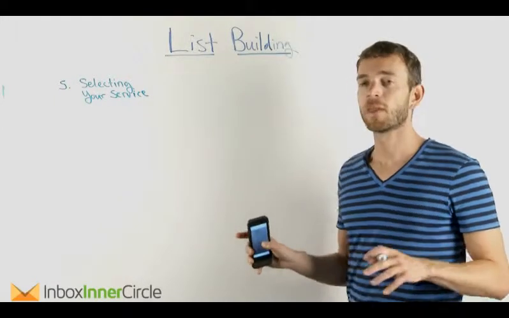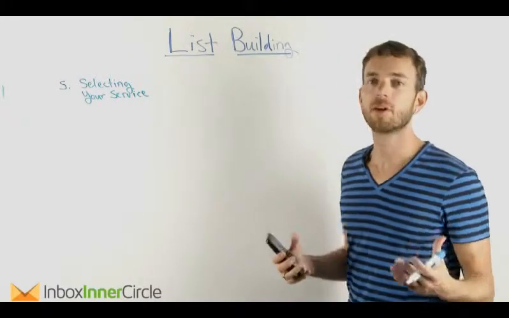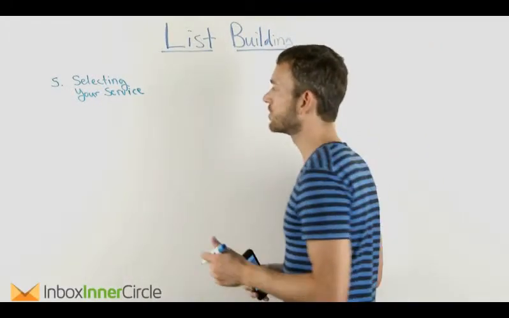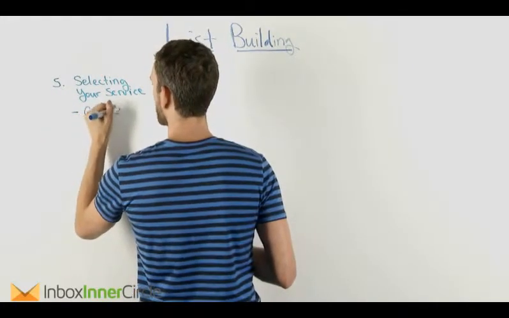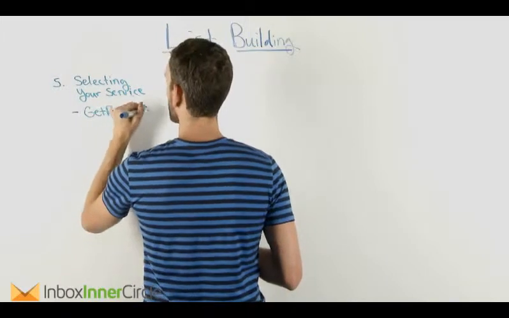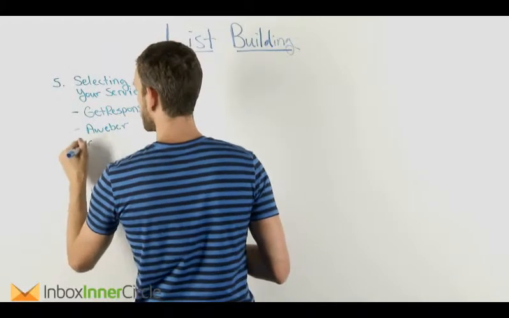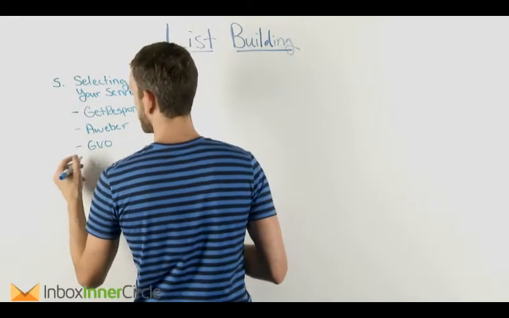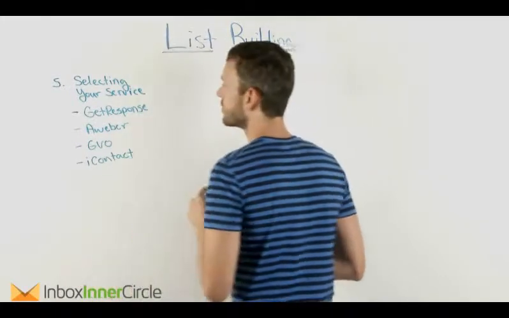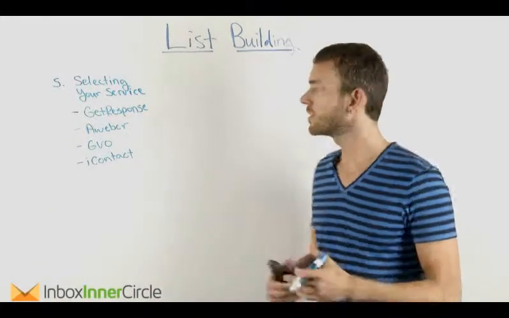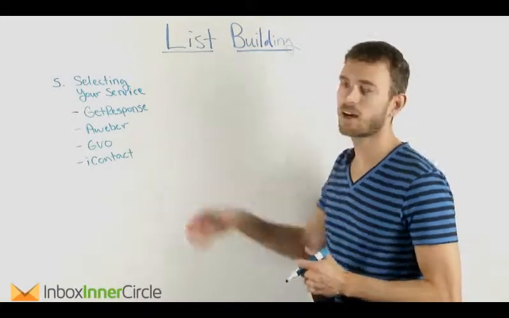We're going to go through selecting the right autoresponder service or email marketing service. Now, there are plenty of them, right? There is GetResponse, Aweber, GVO, iContact, and a few others, but these are probably the main four. These are the ones that most people use. Now, there's pros and cons to each of these.